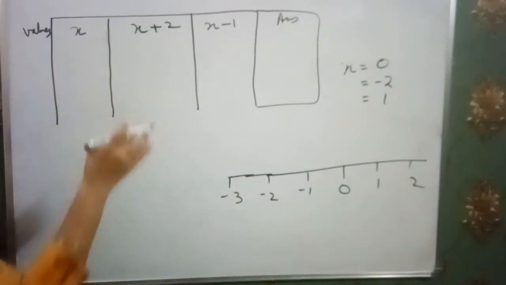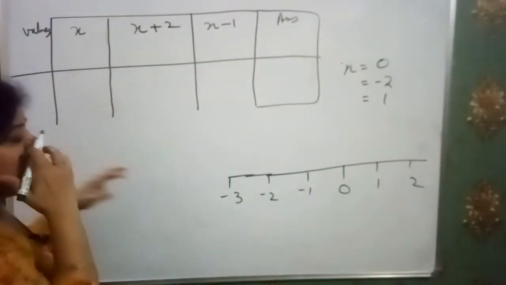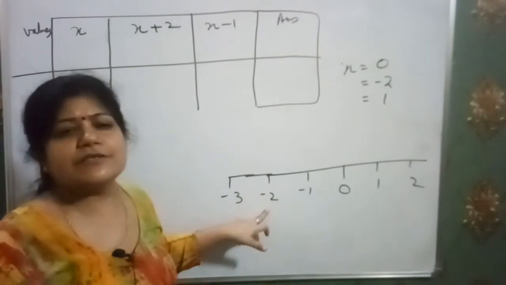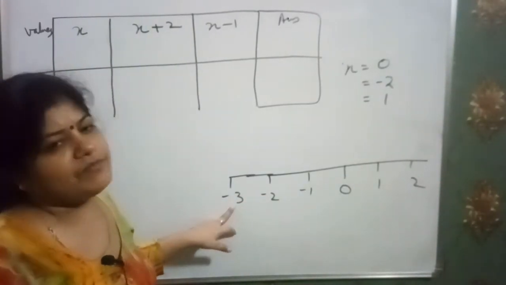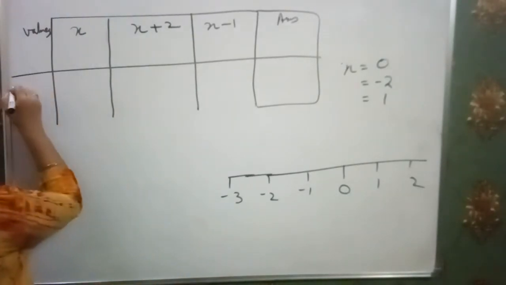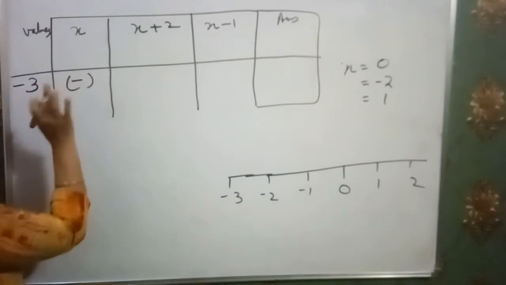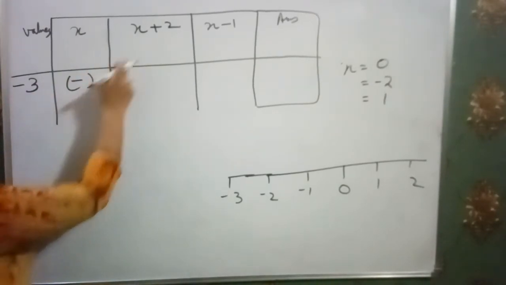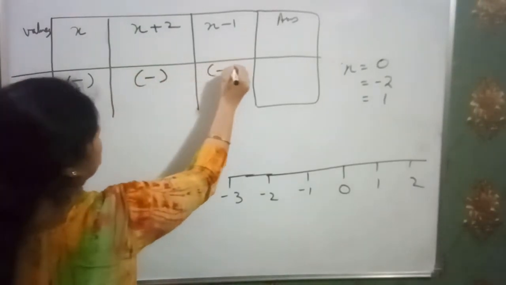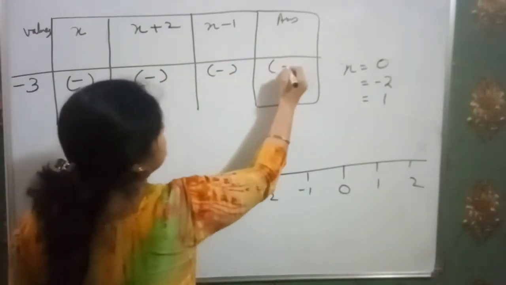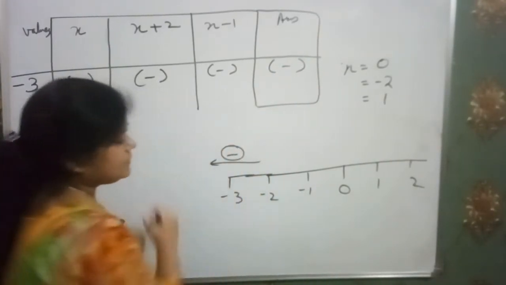Don't write 0, minus 2 and 1 in the values. We take a value slightly greater than minus 2. When we take a value slightly greater than minus 2, we have minus 3. So for minus 3, we have here it is minus. Don't write the values, just take the plus minus sign. When we solve it, minus 3 plus 2 we have minus, and here we have minus. So ultimately our answer is negative. So from here we got the negative answer.